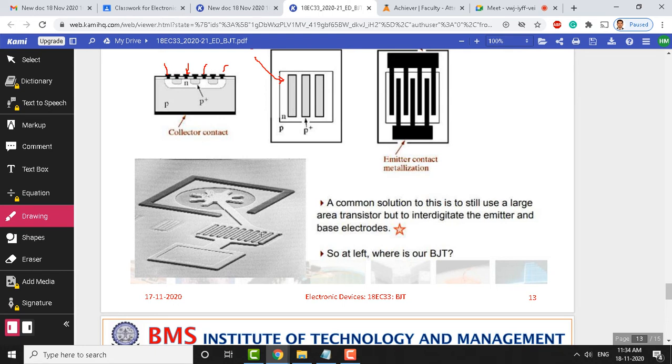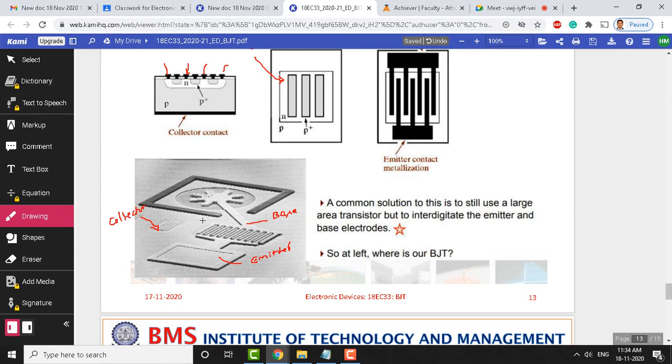There are multiple contacts you can see here. This is an emitter terminal, and this at the top is a base terminal. This is the base, and this is the emitter, and this is the bottom layer, which goes beneath this. So this is the collector.